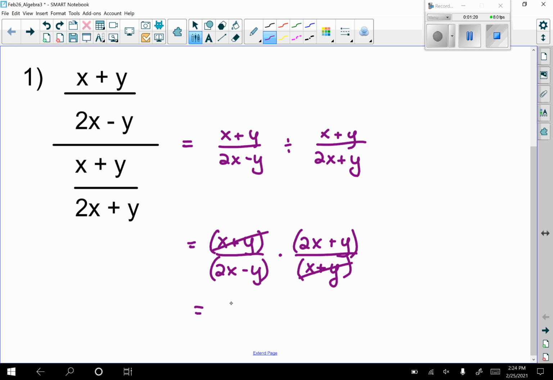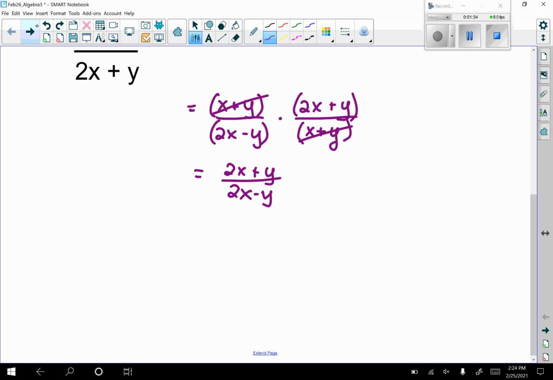So I am left with 2x plus y over 2x minus y. Now remember here, these are not opposites. If I had a y minus 2x and a 2x minus y, then those would be opposites. These are not opposites. And that is our final answer.